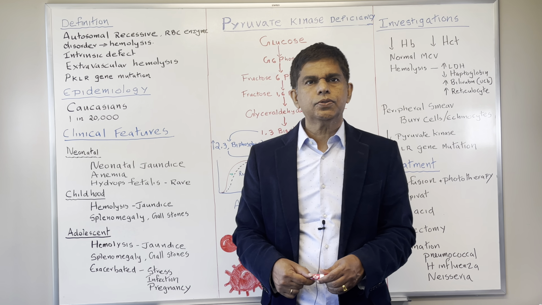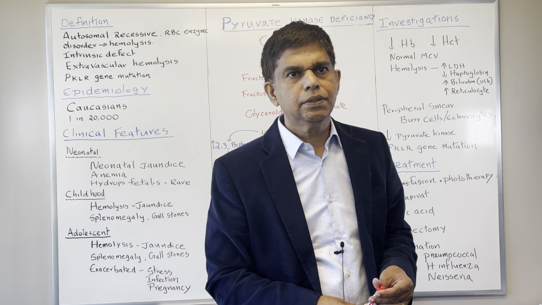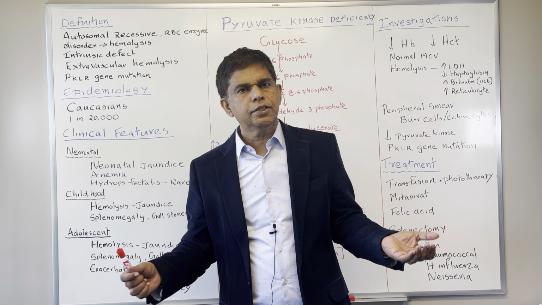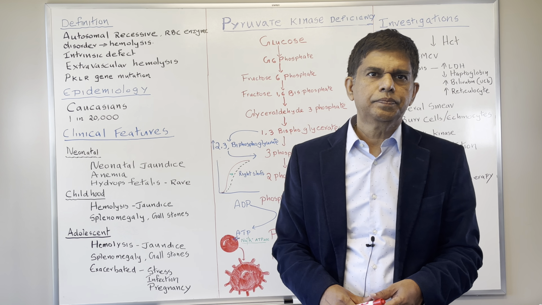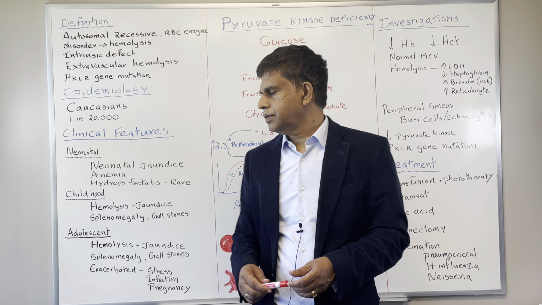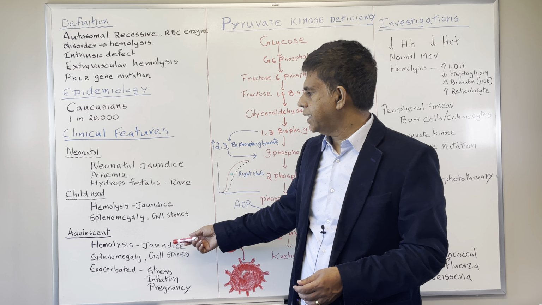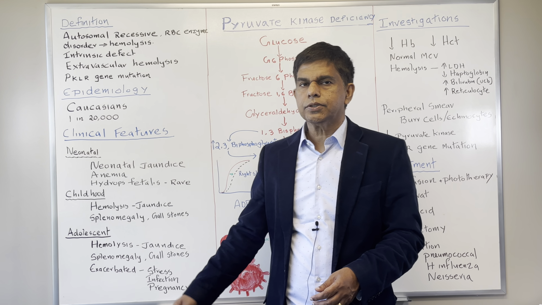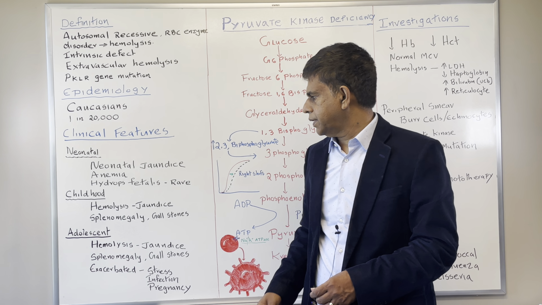And what kind of stones can we have in these people with hemolysis? Pigmented gallstones. Pigmented gallstones. And are they sterile or unsterile? Sterile. Sterile. Okay, very good. In the adolescent, again, hemolysis, and you got the jaundice picture, and then you got splenomegaly. Of course, again, the pigmented gallstones are there.